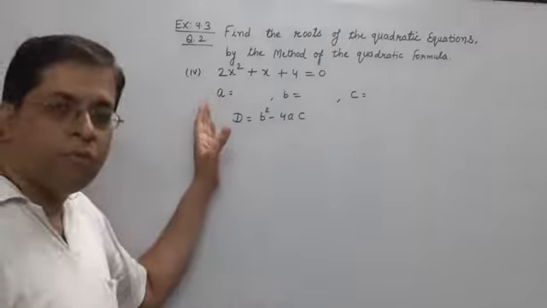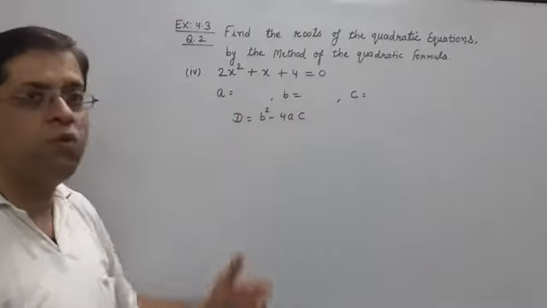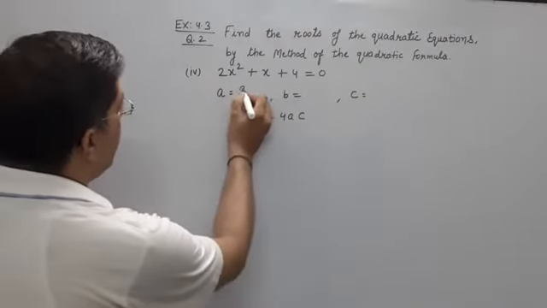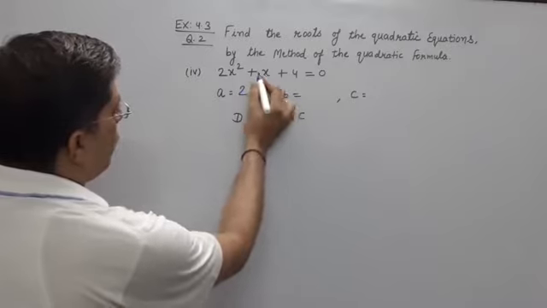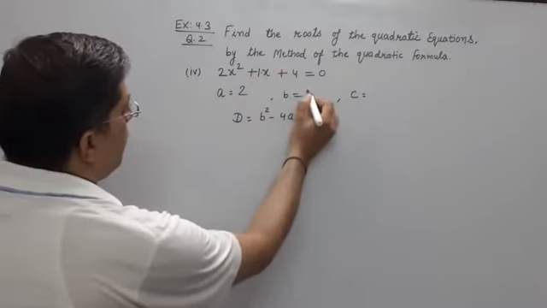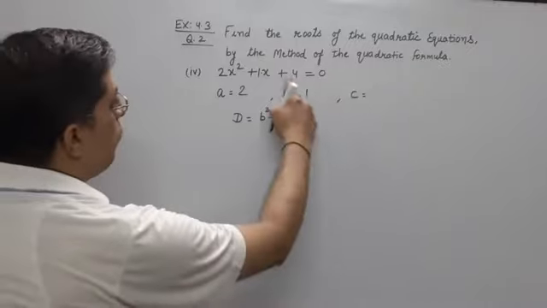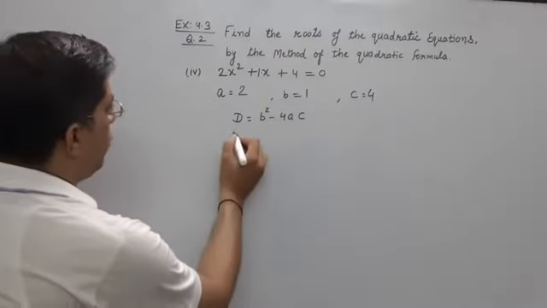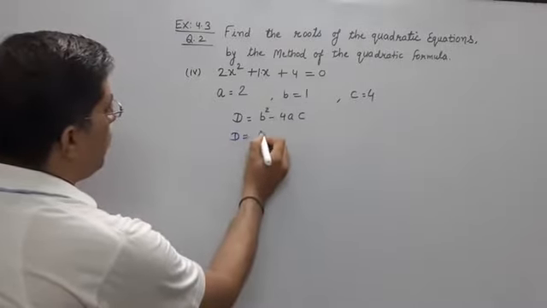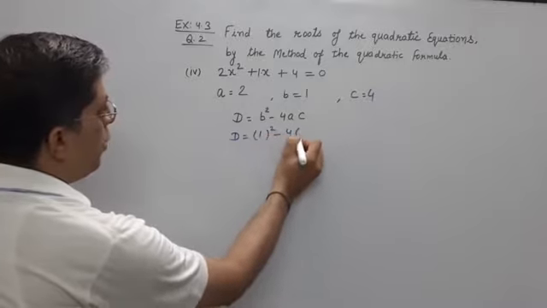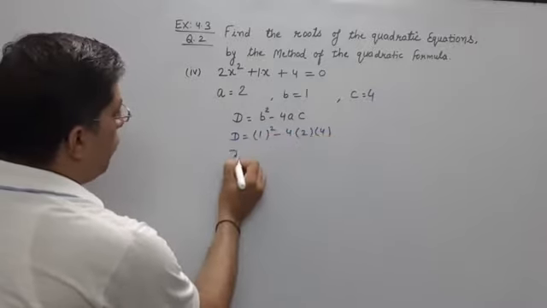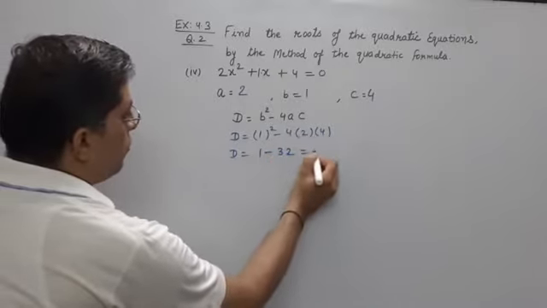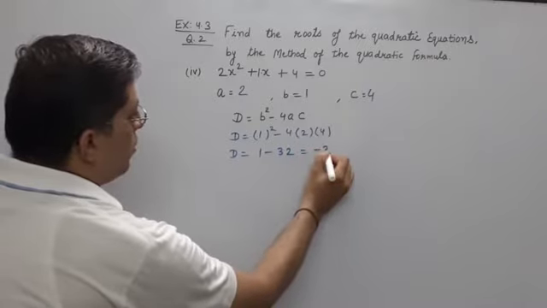You see the fourth part, 2x square plus x plus 4 is equal to 0. What is a? a is clearly 2, the coefficient of x square. What is b? The coefficient of x, nothing is written, it means 1. And c is 4. Then we have to find the discriminant for getting the nature of roots. b is 1, 1 square, minus 4 times a which is 2, and this is 4. 4 4s are 16, 16 2s are 32. This is minus 31.